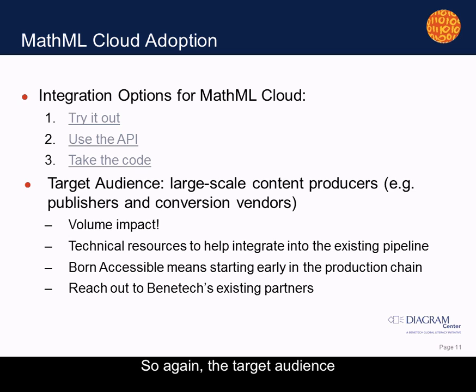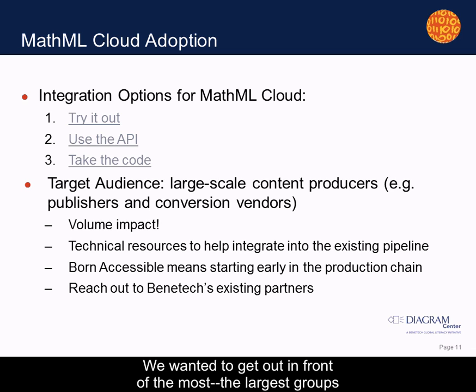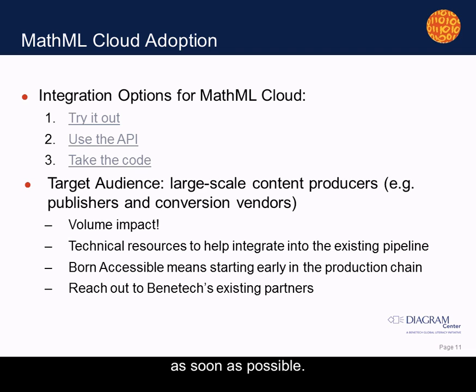So again, the target audience that we really started off with for MathML Cloud: we've received a lot of questions from various academic institutions and end users saying, hey, what about us? We started by targeting more large production end users and partners, because what we were really going for was volume impact. We wanted to get out in front of the largest groups who were producing the majority of the content as soon as possible. So that was our strategy in terms of, okay, who do we reach out to first?